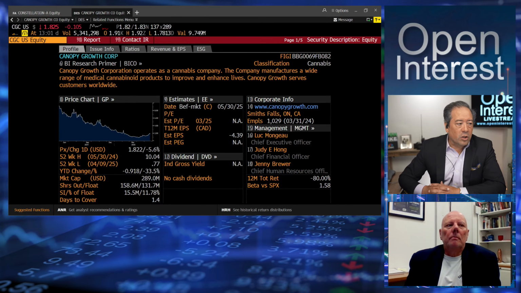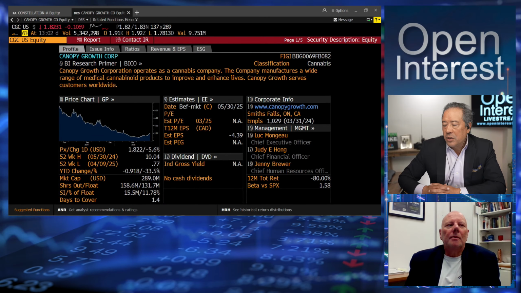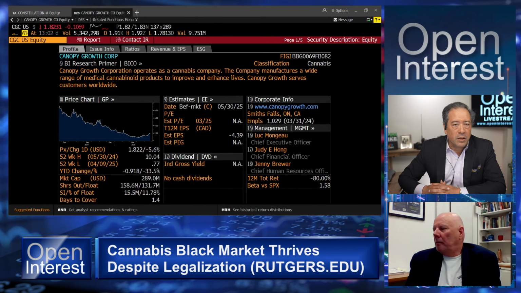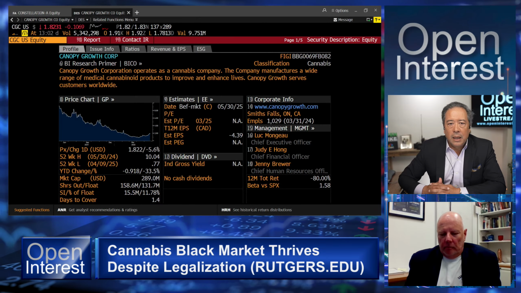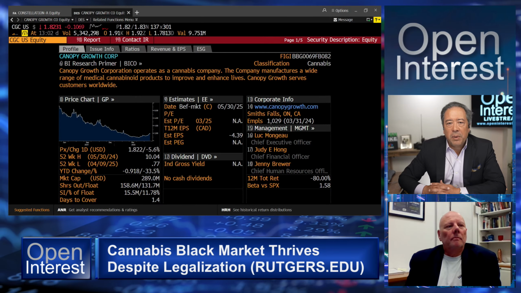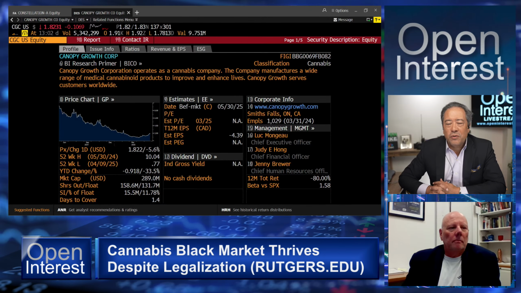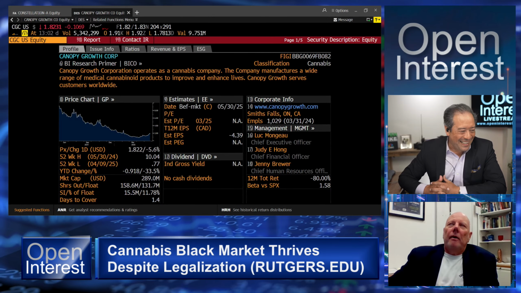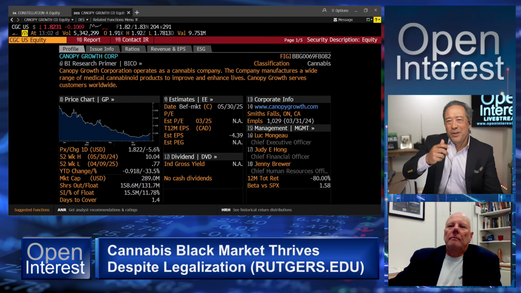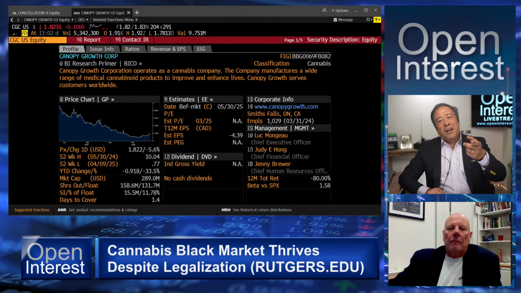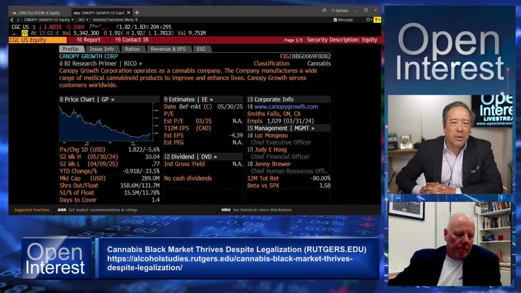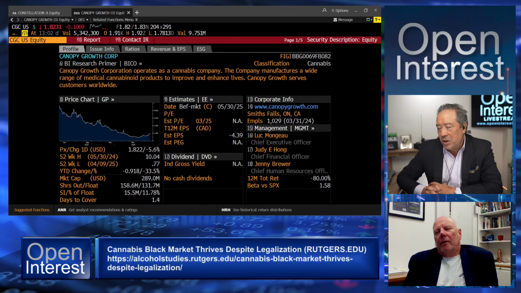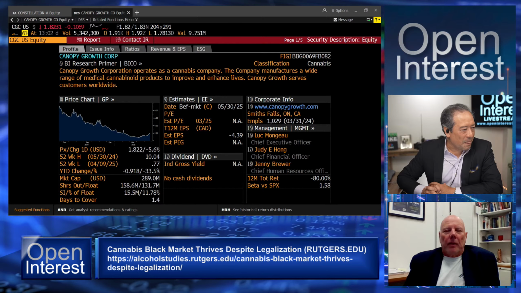Again, I'm neither a consumer of that product, nor do I produce it, so I don't know that much about it. Oh, look at this. Cannabis black market thrives despite legalization, and the source for that is none other than Rutgers. Nice. Let's find out who put that together, and maybe you can get that person to come join us in this live stream. We can talk about this in a little bit greater depth. That'd be kind of fun.